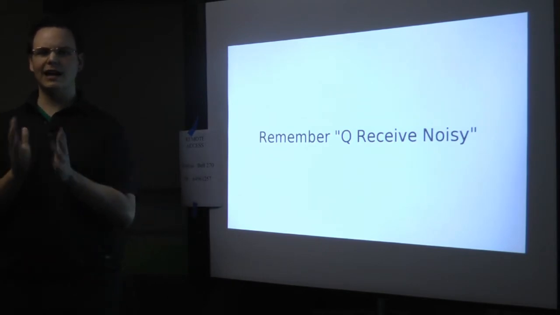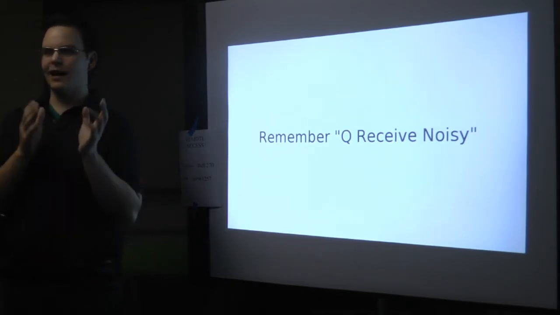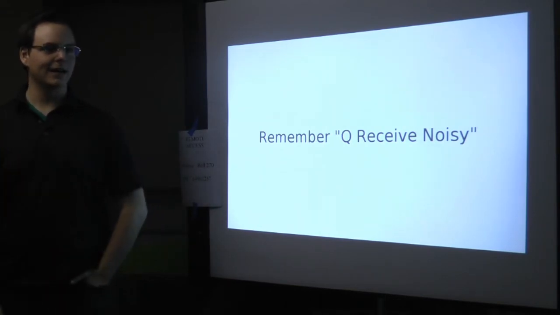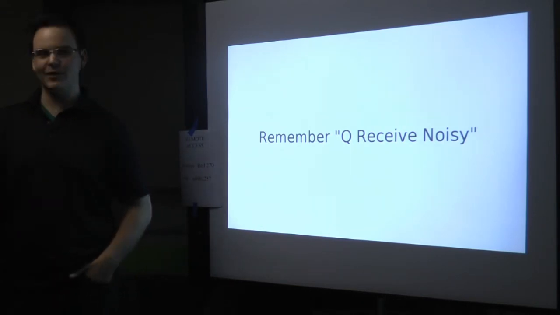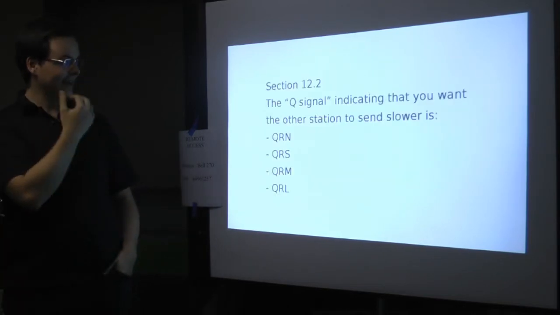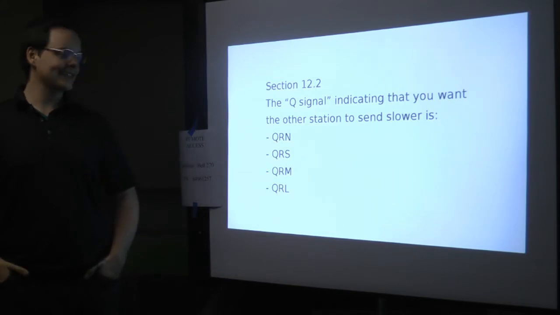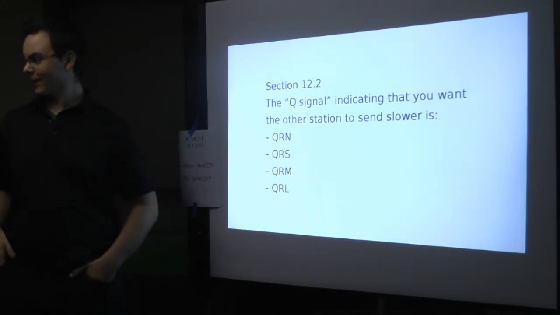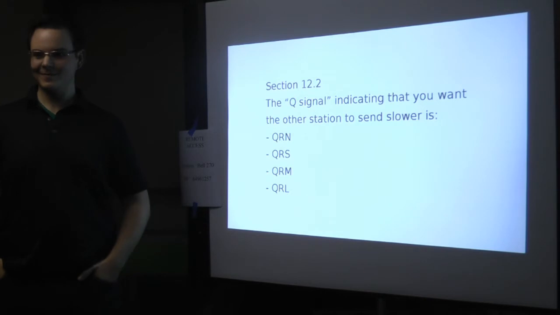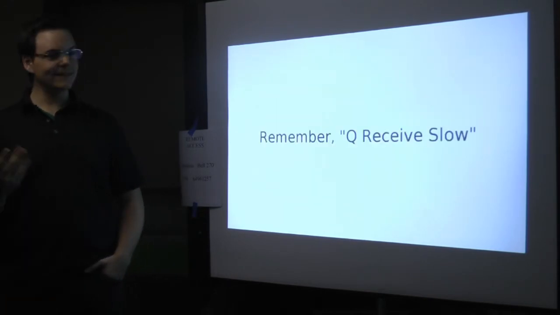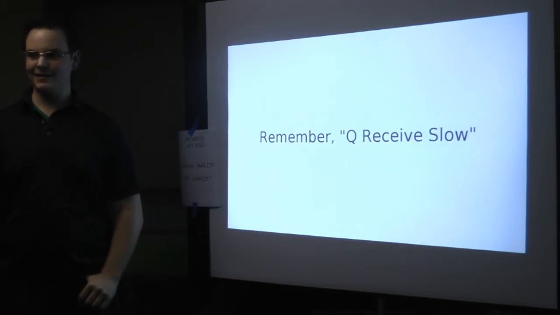The way I broke it up is R's are receive, S is station, and T is miscellaneous. And then there's a couple that you have to remember that are weird, but for the most part, you can work with that. The Q signal indicating that you want the other station to send more slowly is QRS. Perfect. So remember, receive slow.